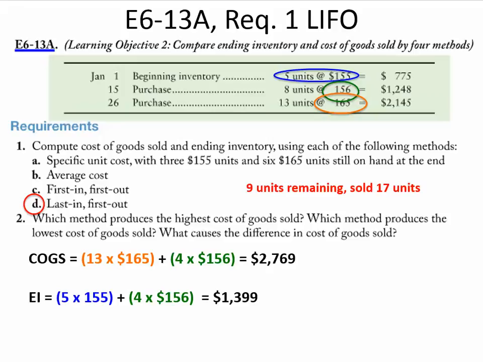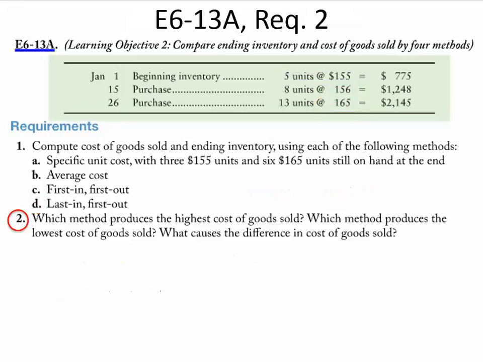Okay, we're almost done. We've done all the heavy lifting. Now we can look at part 2: which method produces the highest cost of goods sold, which one produces the lowest cost of goods sold, and what produces the difference. Those questions are not too bad. Which method produces the highest cost of goods sold? That's going to be LIFO. All we do is we go back through and look at what cost of goods sold was under LIFO, under FIFO, under average cost, and specific unit. We look for the one that has the highest cost of goods sold, which is LIFO.